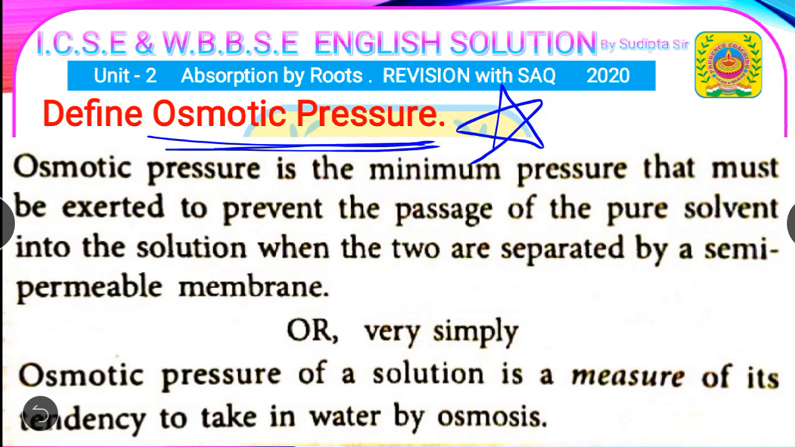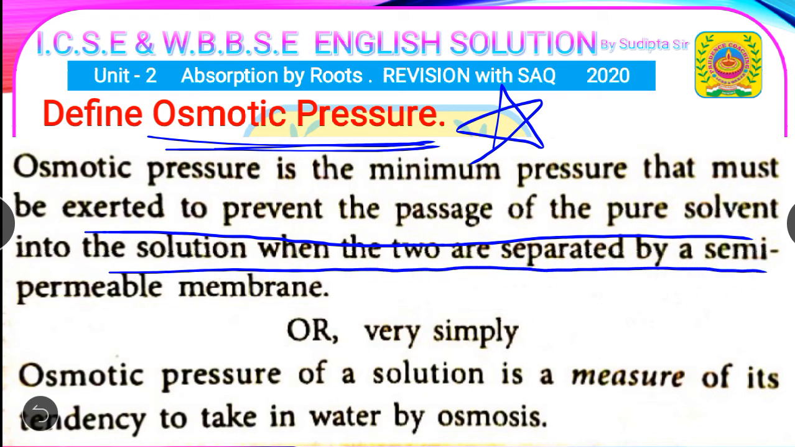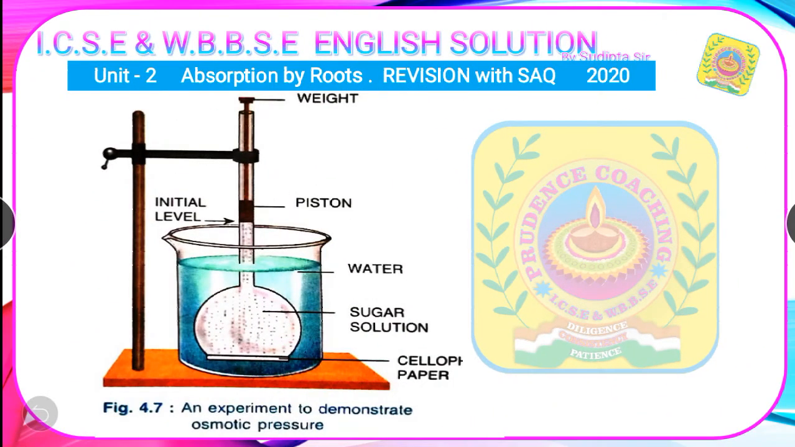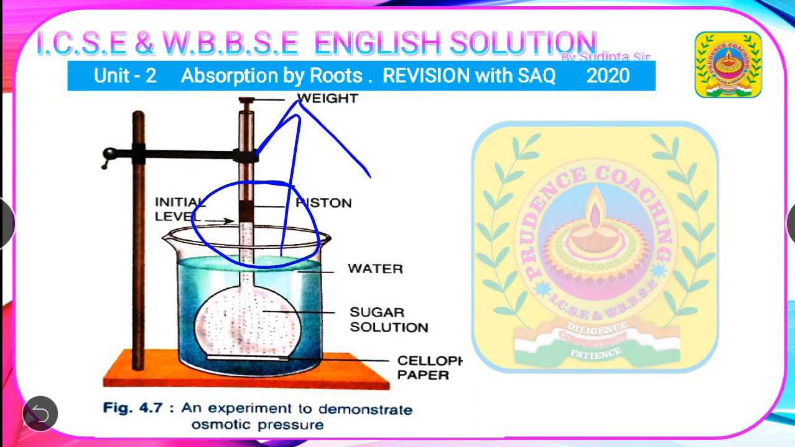Osmotic pressure is the minimum pressure that must be exerted to prevent the passage of the pure solvent into the solution when the two are separated by a semi-permeable membrane. And here is the definition, which is very short and easy to memorize: the osmotic pressure of a solution is a measure of its tendency to take in water by osmosis. Now let's look at this picture, where the application of osmotic pressure is shown. Due to this osmotic pressure, the piston will be raised. That is the process of osmotic pressure.